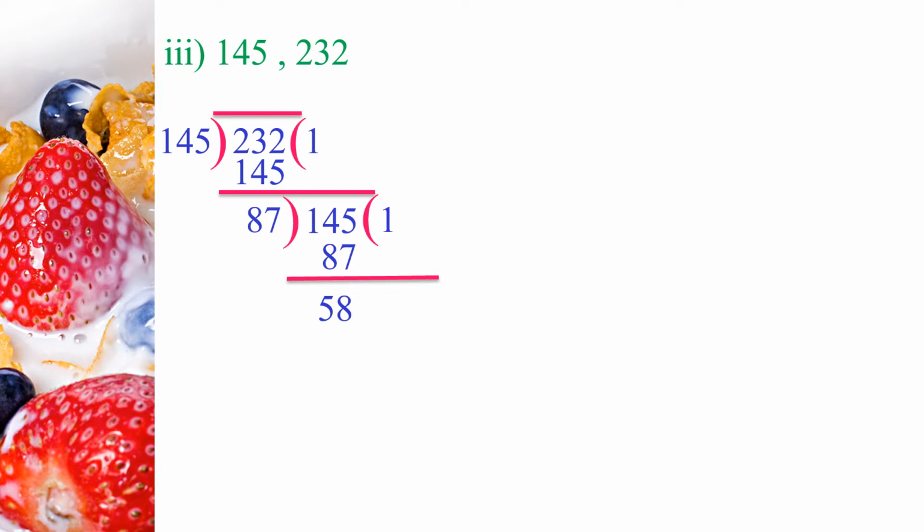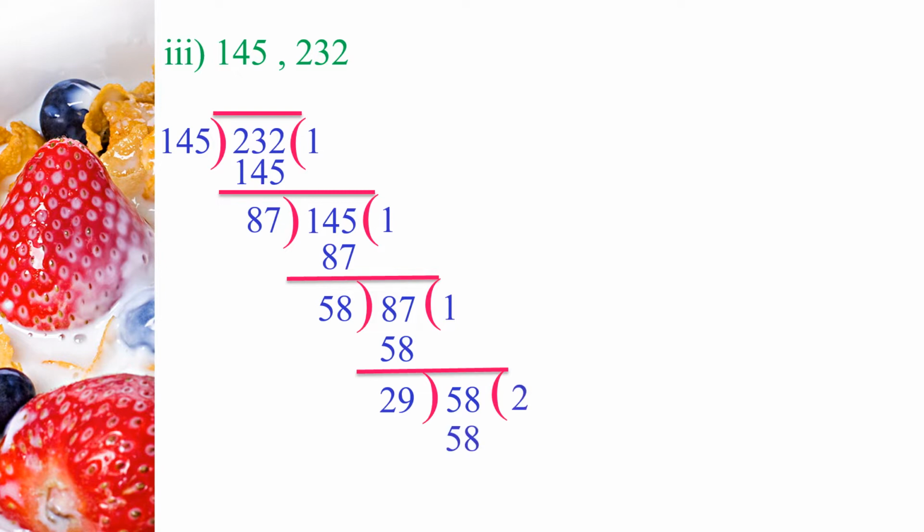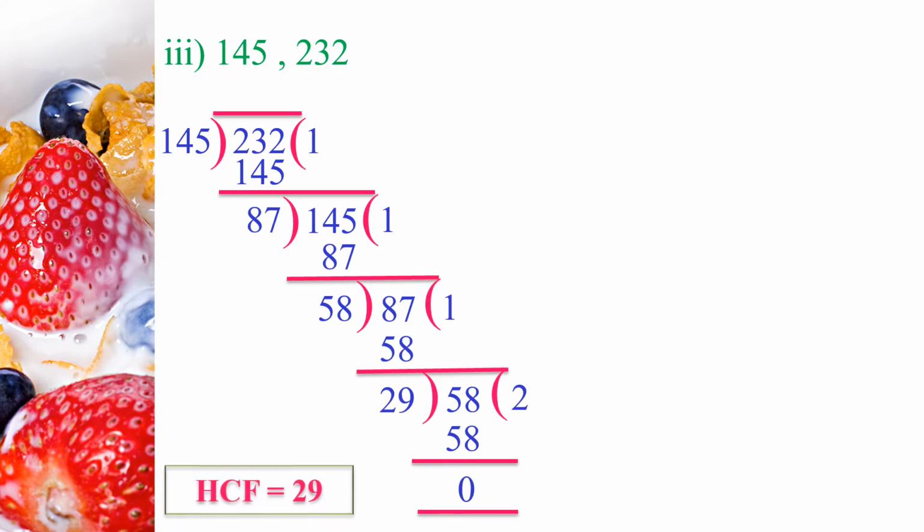Now divide the divisor by the remainder. So how many times we have 58 in 87? We have only one time, so write 58. Now subtract, we will get 29 as remainder. Now divide the divisor by the remainder. That means how many times we have 29 in 58? We have two times, that is 2 29s are 58. Now subtract, the remainder is 0. That means HCF equal to 29.